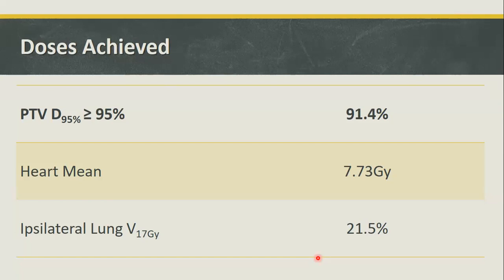So we worked on it and achieved 7.7, but the PTV coverage we achieved was 91.4%. It was clinically challenging. He accepted the 91.4% PTV coverage and heart mean dose of 7.73 gray with the ipsilateral lung V17 at 21.5%.